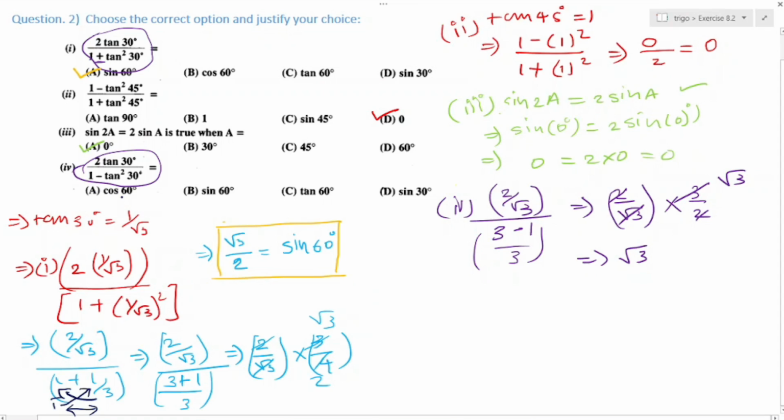So what is the cos 60 value? Cos 60 degree is equal to 1 upon 2, which is not equal to root 3, right? Tan 60 degree is root 3 by 2, which is not equal to root 3. Sin 30 is 1 upon 2, which is also not equal to root 3. Tan 60 degree is equal to root 3. So our answer will be C. So that's the question done. Now let's move on to the next question.